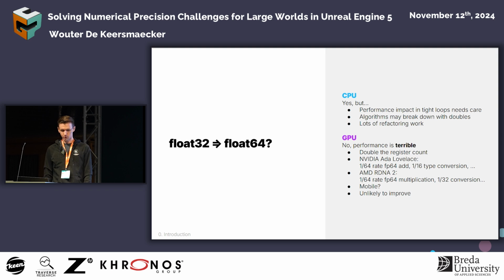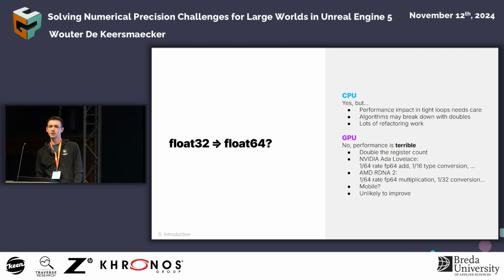So the natural question that you might ask is, okay, so should we just find-replace all floats with doubles? Well, on CPU, sort of, but not really. We do use doubles on the CPU, but this is also not trivial because, of course, there is a performance impact on the hot path. You will use slower operations. You might have increased memory usage or increased memory bandwidth.